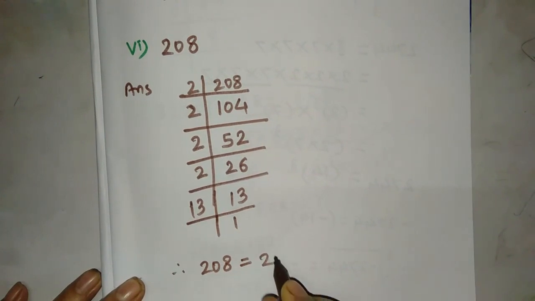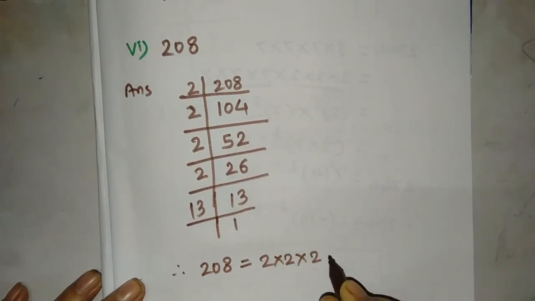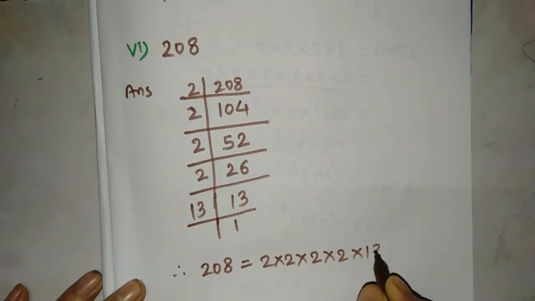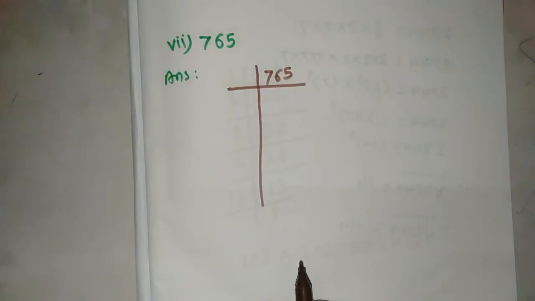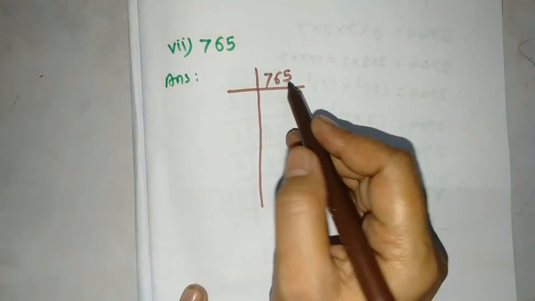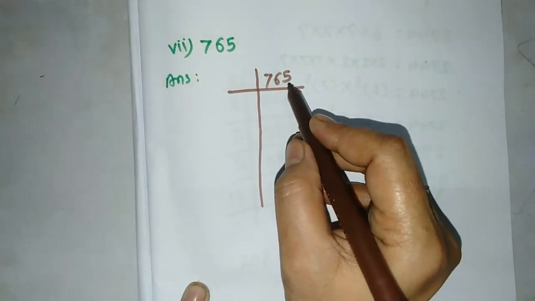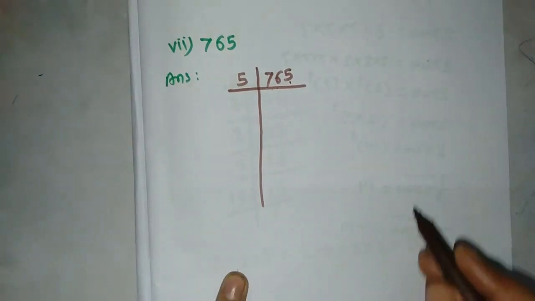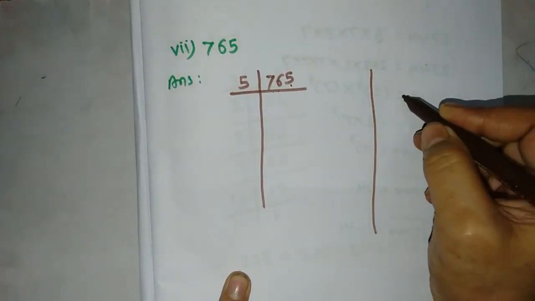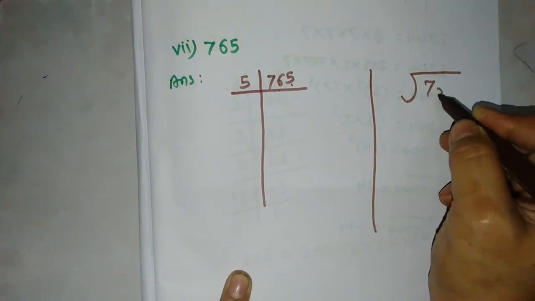208 is equal to 2 multiplied by 2 multiplied by 2 multiplied by 2 multiplied by 13. Next is 765. Last digit is a 5, so it is divisible by 5. 765 is the big number, so here we take the division.